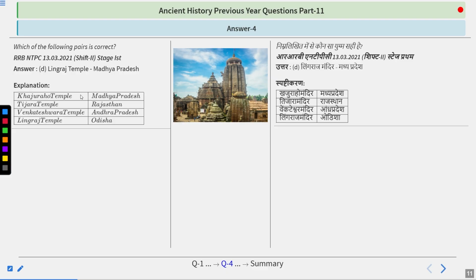Khajuraho Temple is in Madhya Pradesh. Remember, we talked about this one in the last session also. Tijara Temple is in Rajasthan. Venkateshwar Temple is in Andhra Pradesh, and Lingaraj Temple is in Odisha. So do remember these pairs.